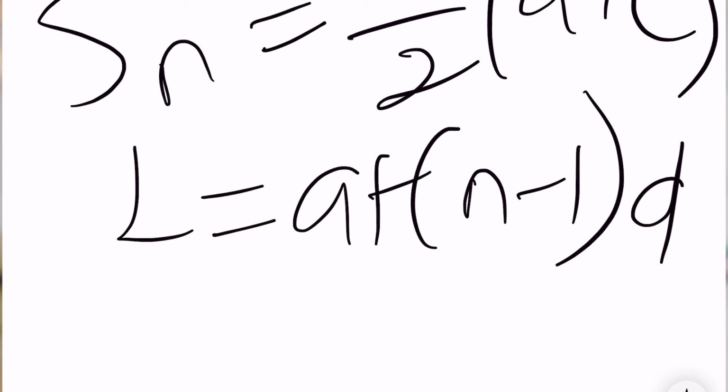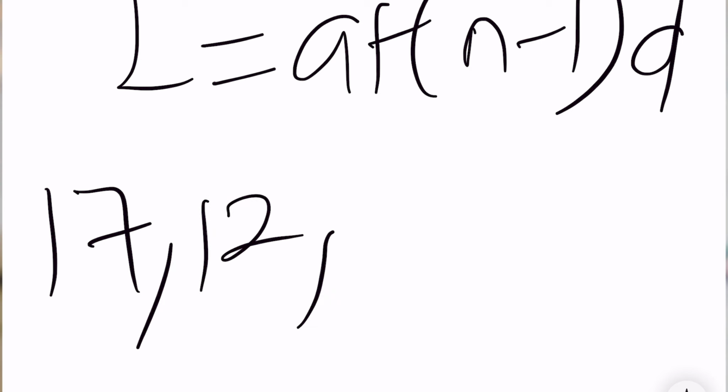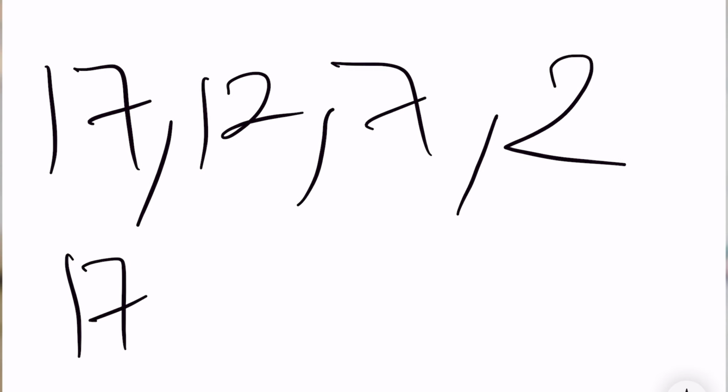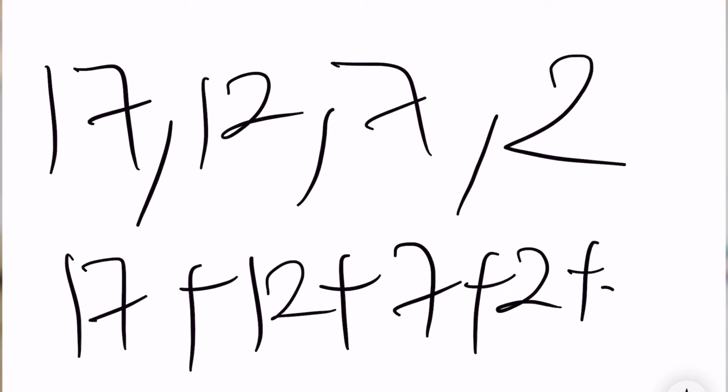Now, the first example says find the sum of the first 20 terms of an AP. Here we have 17, 12, 7, 2. So we have 17 plus 12 plus 7 plus 2 plus dot dot dot, since we have to find the sum of the first 20 terms.